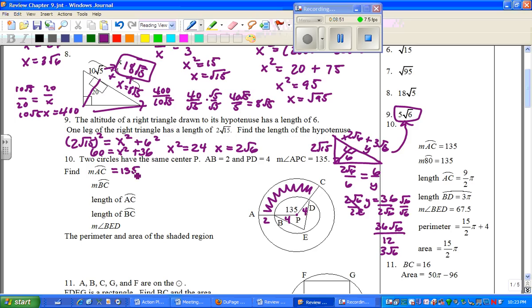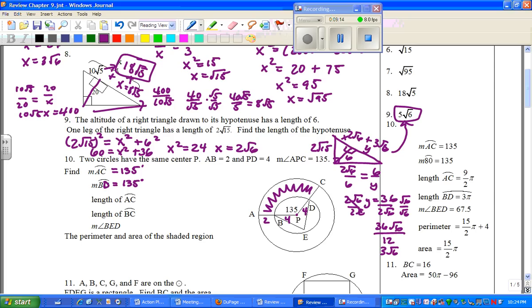So that's easy. That's the same as the central angle. So that's 135. BC, the measure of arc. This should be BD. I apologize. That should also be 135, because it's just how many degrees it is. It doesn't ask for the length of it. The length would cause it to be different.